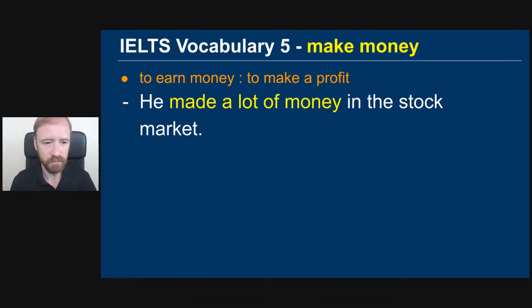To make a profit. So the example there, he made a lot of money in the stock market. We wouldn't say he earned a lot of money in the stock market because you're not really working in the stock market. It is an investment. And when your investments go up, we don't earn that money, we make that money. And again, the lottery, you're going to make money. How else can we make money without working?